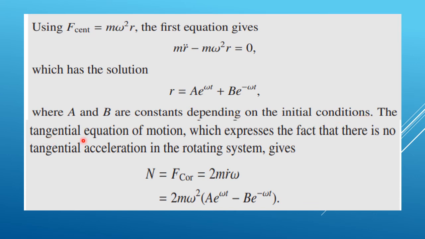Now the tangential equation of motion expresses that there is no tangential acceleration in the rotating system. Therefore, N is equal to F Coriolis. You know the equation for Coriolis force, 2m r dot omega. R dot is found from this solution and substituted here. So you get an extra omega from this derivative. You get 2m omega square times a e raised to omega t minus b e raised to minus omega t.